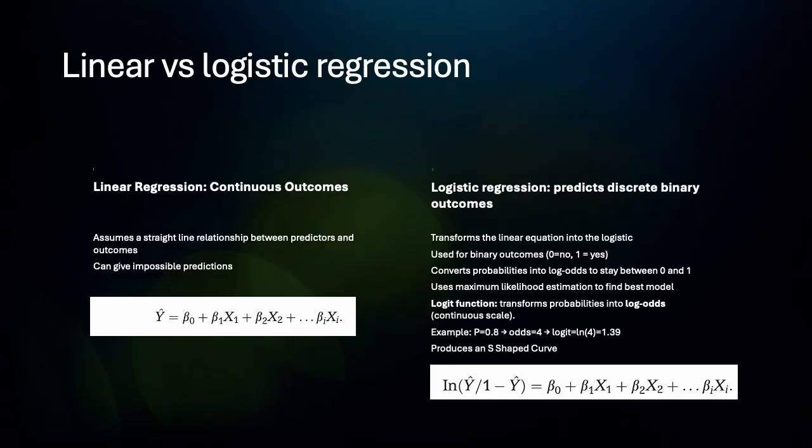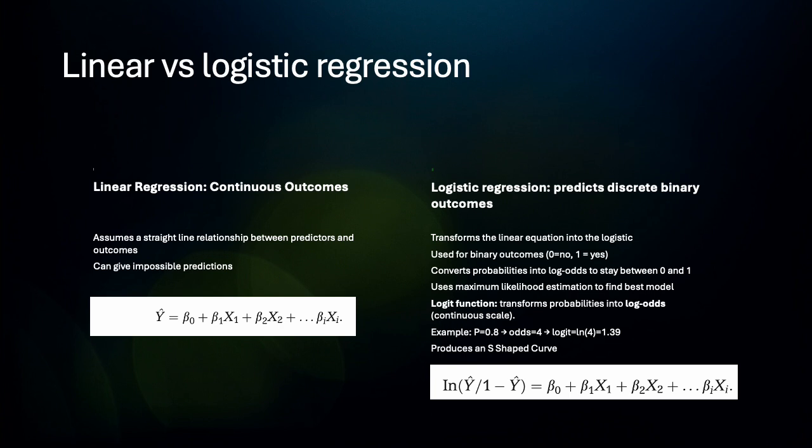To differentiate between linear and logistic regression, on the left we have linear regression, which assumes a straight line relationship that can predict continuous outcomes that are influenced by independent variables. So it works well when your outcome is continuous, for instance, like GPA, height, or income. But when you try to use it for binary outcomes, like yes or no, it can give impossible predictions, like a probability of greater than 1 or less than 0.